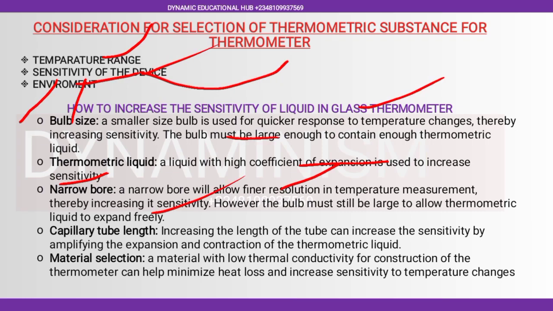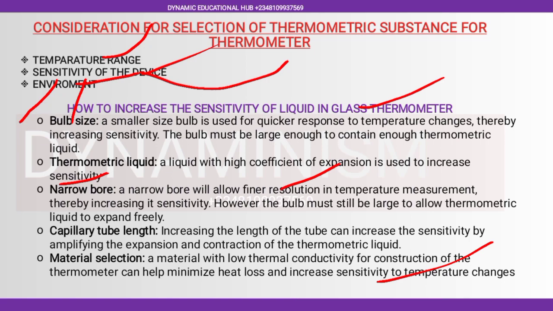The next one is capillary tube length. Increasing the length of the capillary tube can increase the sensitivity by amplifying the expansion and contraction of the thermometric liquid. This one is self-explanatory. Now, material selection: a material with low thermal conductivity for construction of the thermometer can help minimize heat loss and increase the sensitivity to temperature changes.